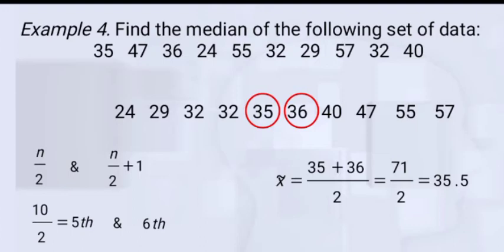After that, we must get the half of their sum. So 35 plus 36, that is 71, and the half of 71 is 35.5. And that is now our median.